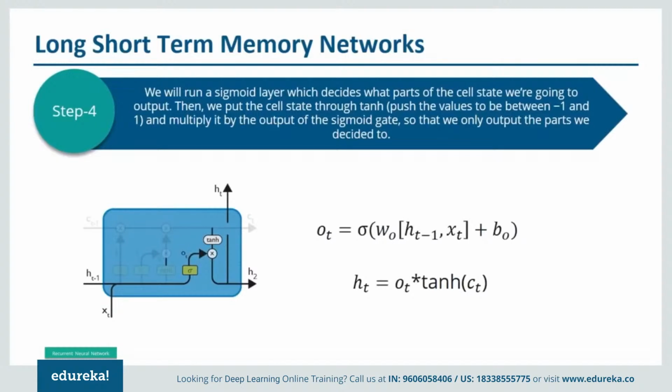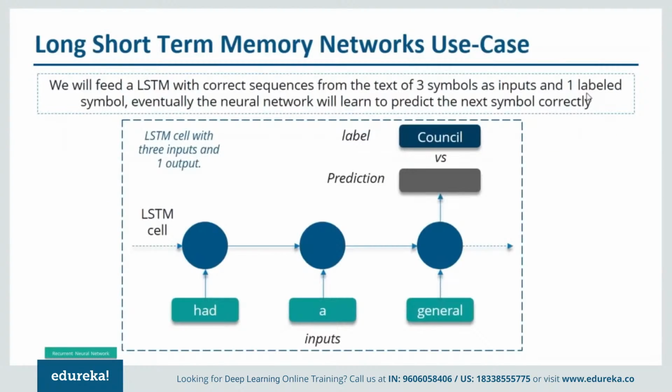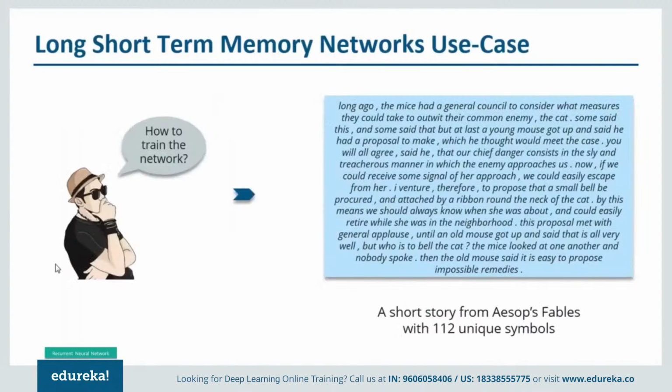Now we'll look at a use case where we'll be using LSTM to predict the next word in a sentence. Alright, let me show you how we are going to do that. So this is what we are trying to do in our use case, guys. We'll feed our LSTM with correct sequences from the text of 3 symbols, for example, had a general, and a label that is council in this particular example. Eventually, our network will learn to predict the next symbol correctly. So obviously, we need to train it on something. Let us see what we are going to train it on.